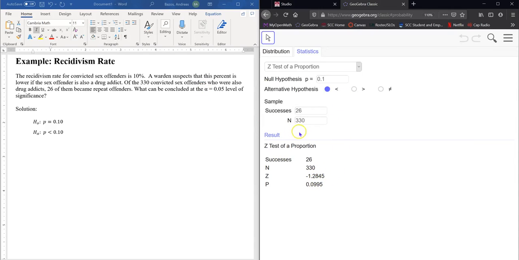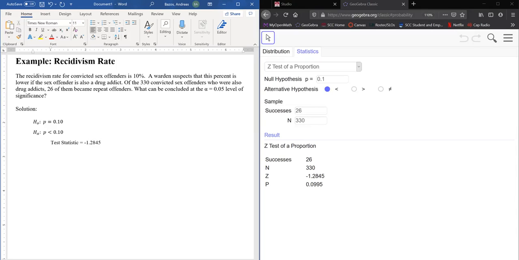So with this information plugged in, you might have noticed that all this information below came up with our test. So our test is telling us the results here. You have your number of successes, which is 26, your n. These are just copied from above. Then you have your z, which is your test statistic. The test statistic is given first and is equal to negative 1.2845.